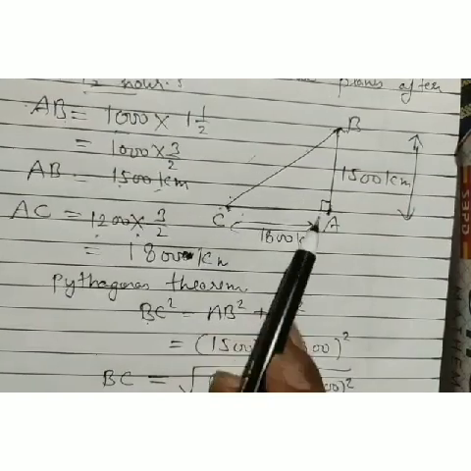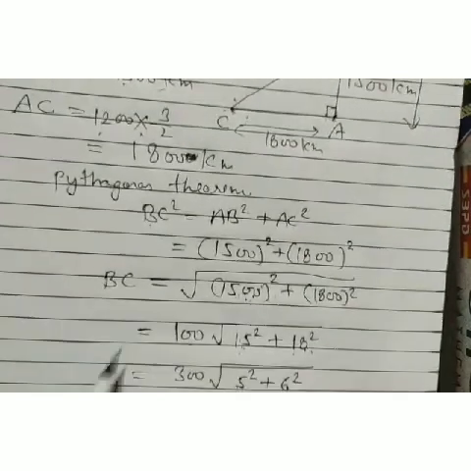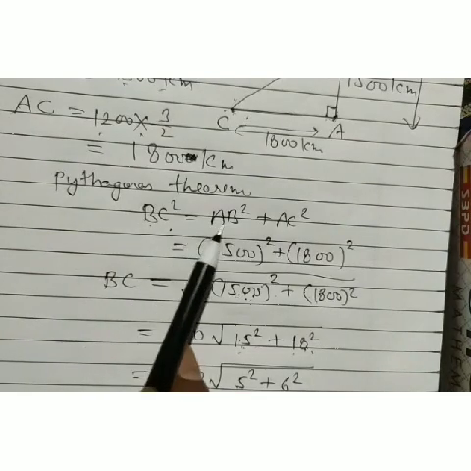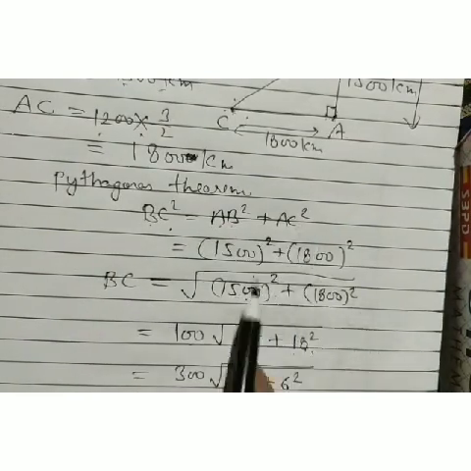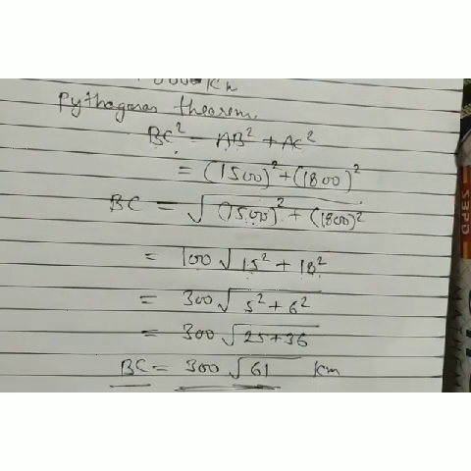Now it's our right angle triangle. We apply the Pythagoras theorem. By applying Pythagoras, we get BC square equal to AB square plus AC square. Then we solve it, and we get the value of BC as 300 root 61 kilometers.